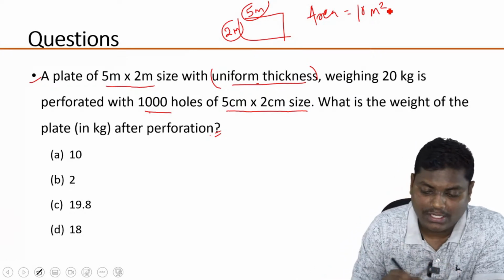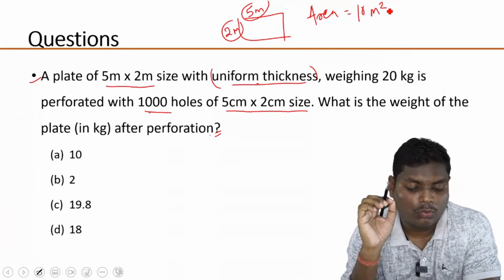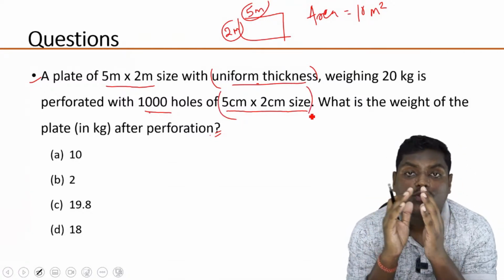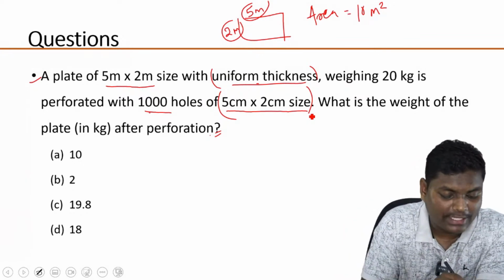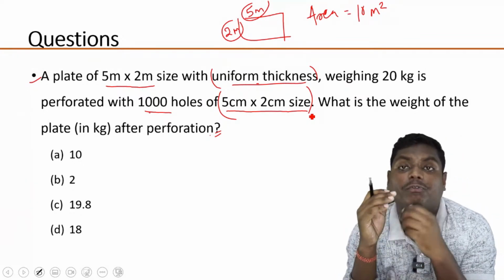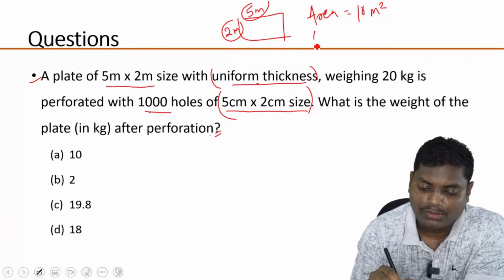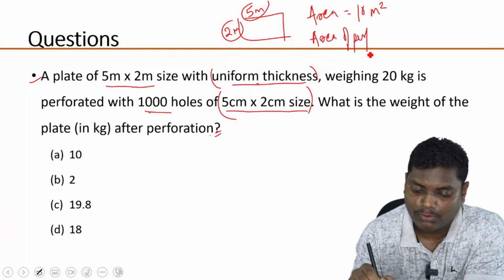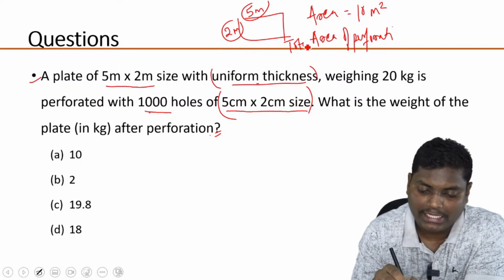Now, next thing it is saying that 1000 holes are made of this dimension. It is asking what is the weight of the plate after perforation. So we need to find how much weight is lost due to perforation. So basically we need to find the total area of perforation.